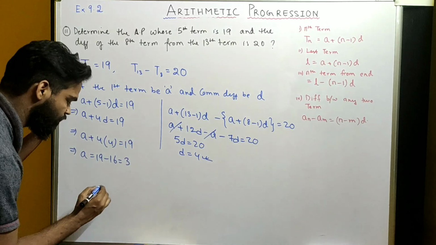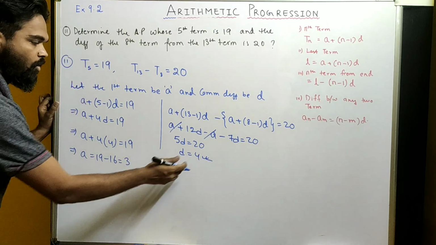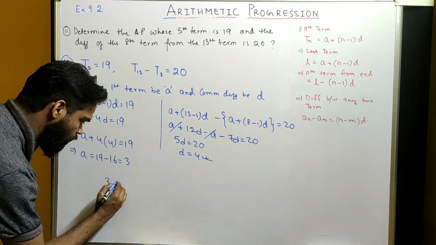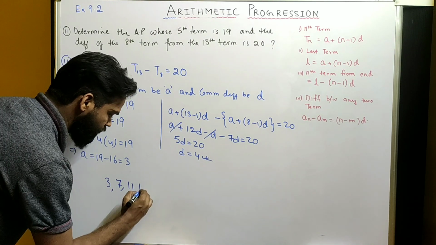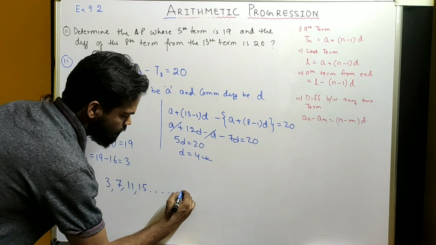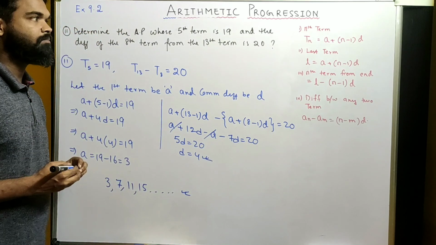So you got the AP. The first term is 3 and the common difference is 4. So 3 plus 4, 7. 7 plus 4, 11. 11 plus 4, 15. So this is your AP.